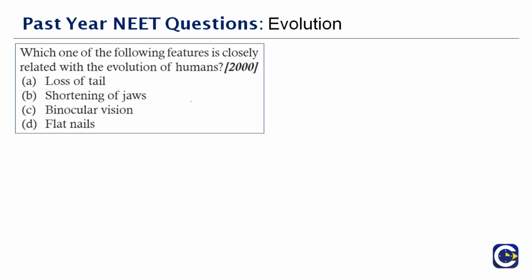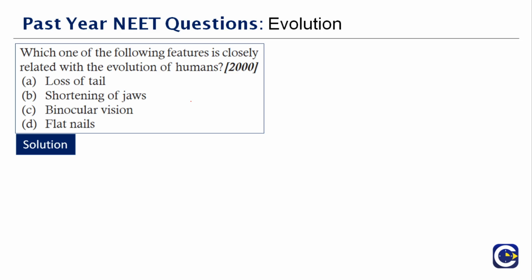Which one of the following features is closely related with the evolution of humans? So let's analyze the statements here. Very easy question only. Loss of tail, shortening of jaws, binocular vision and flat nails. So what is the answer, do you think? It's the loss of the tail. As evolution goes, loss of tail is one thing that is closely related.